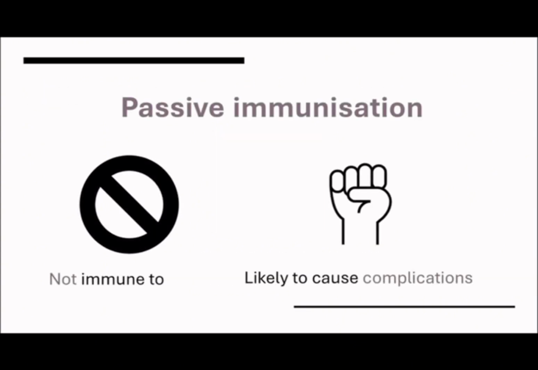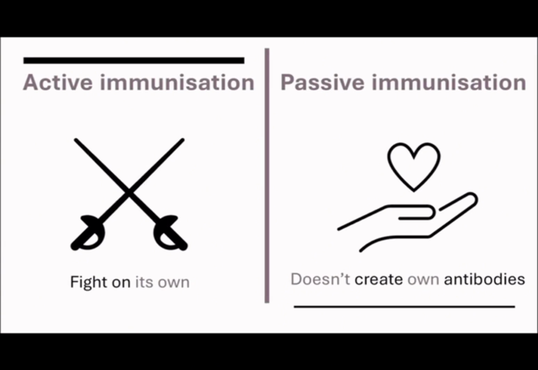Passive immunization is often used when people have been exposed to a disease that they are not immune to or that is likely to cause complications. So the difference between active and passive immunization is that active immunization happens when your body is trained to fight a disease on its own. And passive immunization is when you are given ready-made antibodies to fight a disease. Your body doesn't have to do the work of creating them.